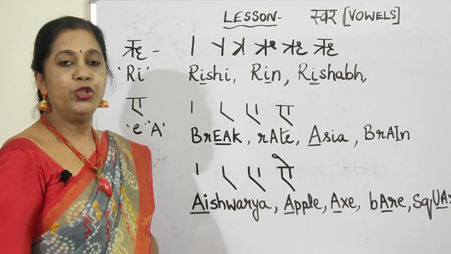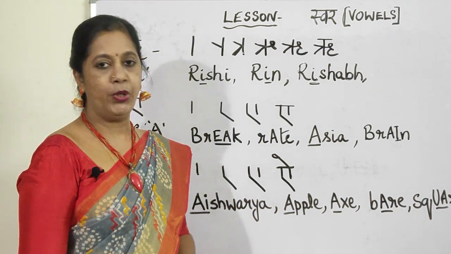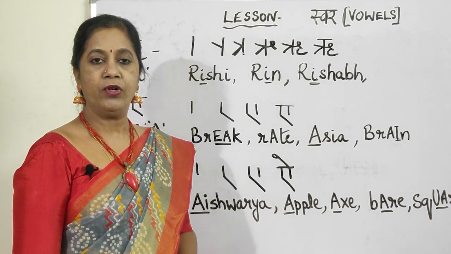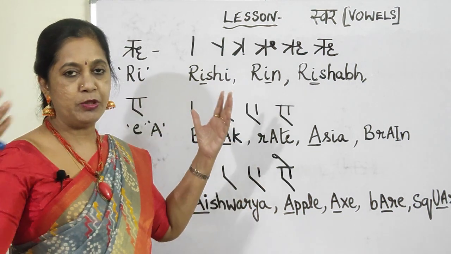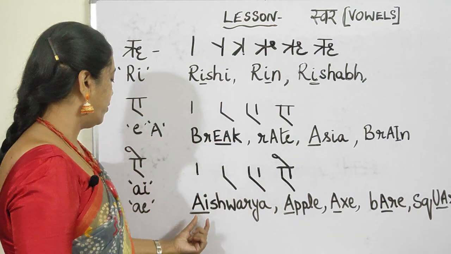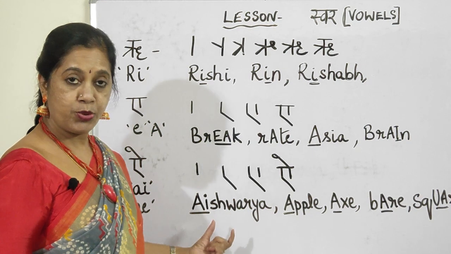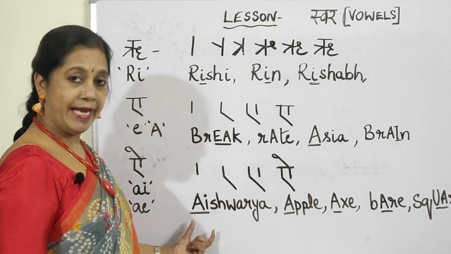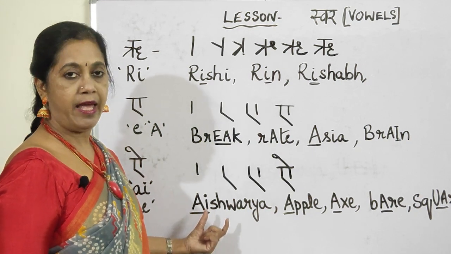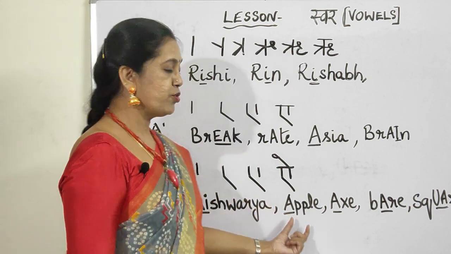Now this one, you might say it is Aishwarya. No, it's Aishwarya. Okay, Aishwarya. You would have heard the beauty queen Aishwarya Rai. Okay, so this is Aishwarya. Not Aish. A. So Aishwarya.